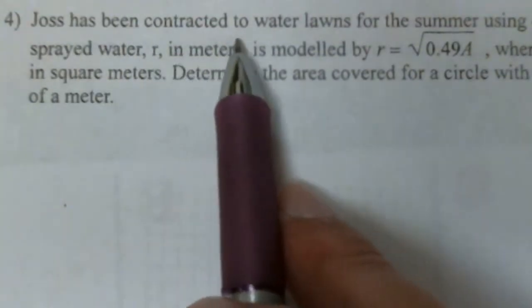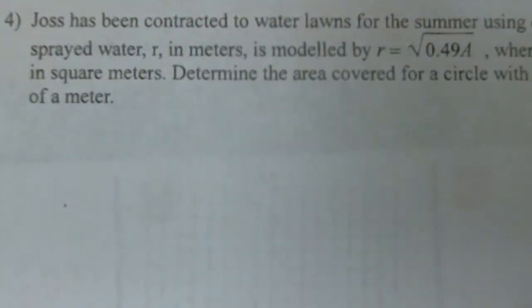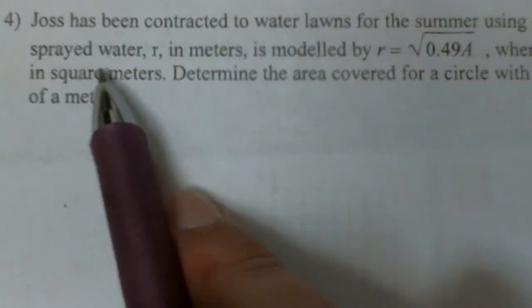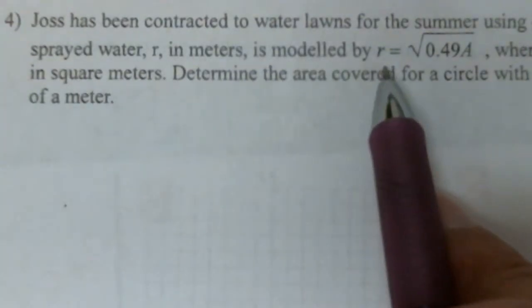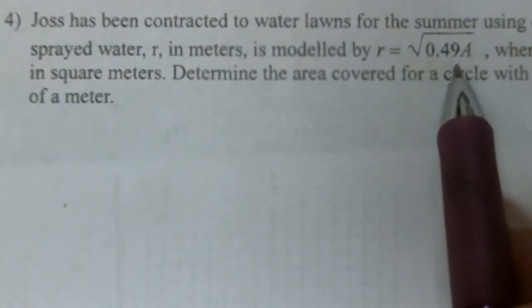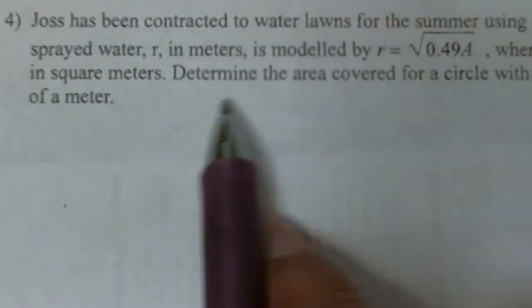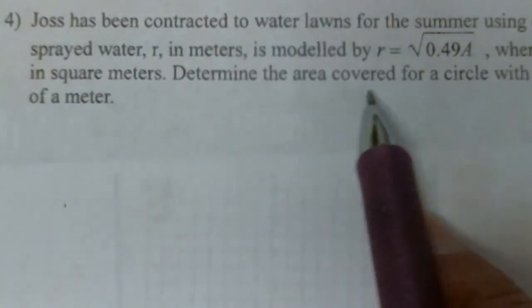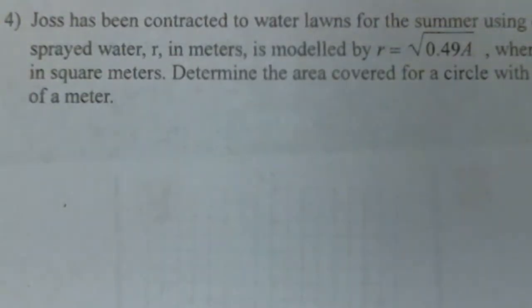Josh has been contracted to water lawns for the summer using circular sprayers. The radius of sprayed water, R, in meters is modeled by this formula. R equals the square root of 0.49a, where a is the area of grass watered in square meters. Determine the area covered for a circle with a radius of 4 meters to the nearest tenth of a meter.